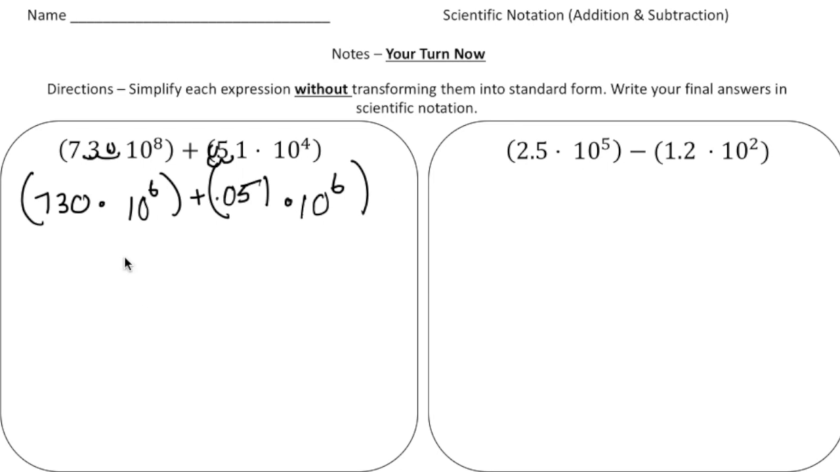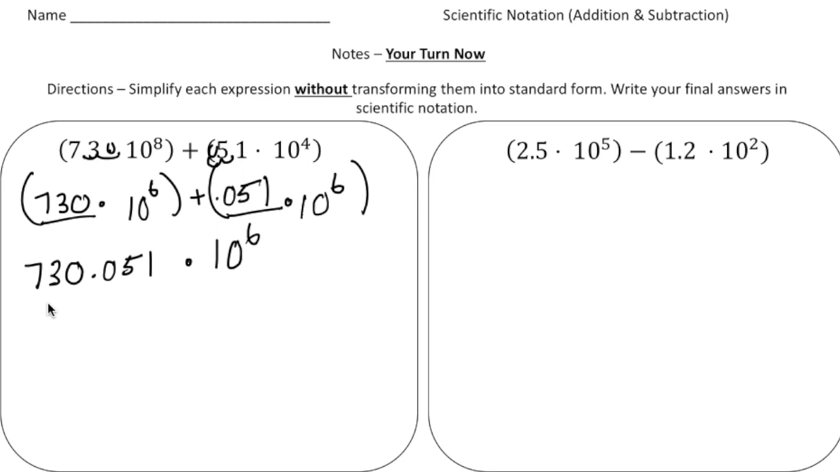Okay? Now that we have the same bases and powers, now we can add the 730 and the 0.051. So that's 730.051. And that's going to be times 10 to the 6th power.